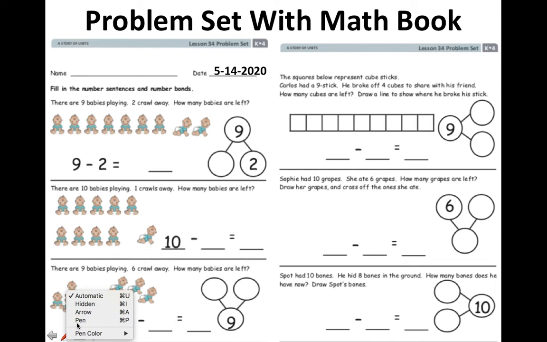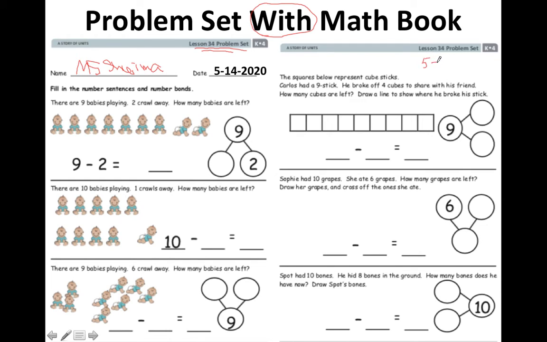So please take out a pen or a pencil or anything that you write with and write your name and today's date. Before we get started, we are doing problem set 34. Again, it's 34, and this is only for the students who have the math book. So if you have the math book, please go to the page where it says lesson 34 in module 4, and today's date is 5-14-20.